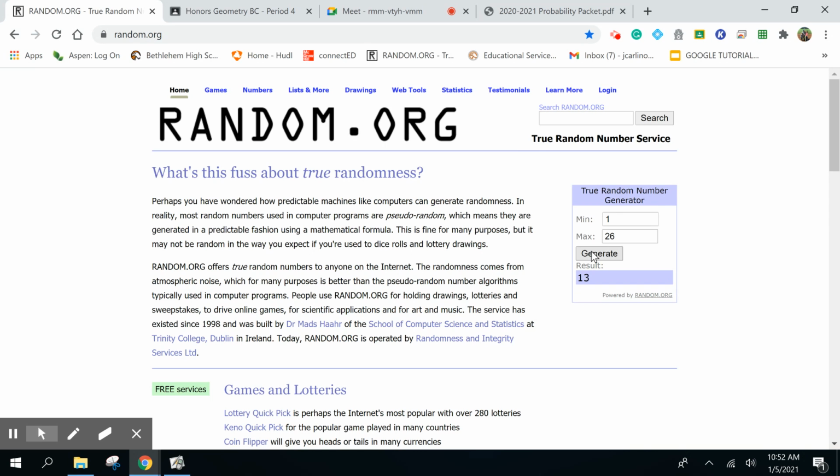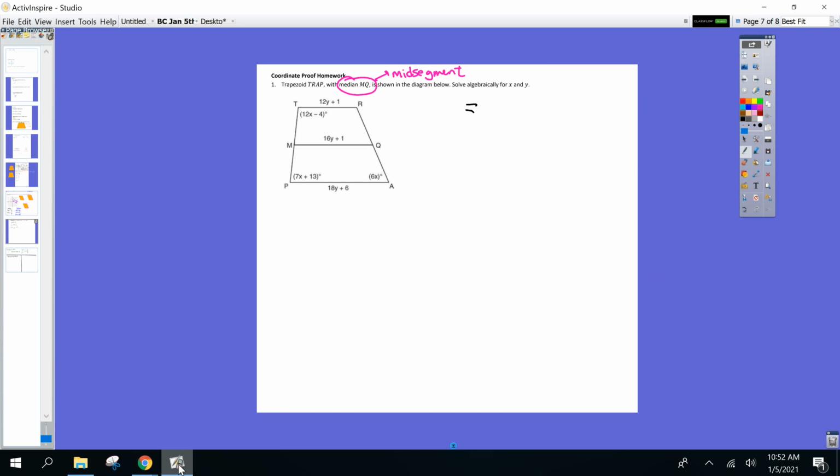Sophia, got an equation for me? 12y plus 1 plus 18y plus 6 equals 16y plus 1. Okay, missing something. You got the mid-segment. What you gave me was the mid-segment is equal to the two bases added up. Put the first part in parentheses and put a half in front of it. There you go. Good. It's half the sum of the bases.